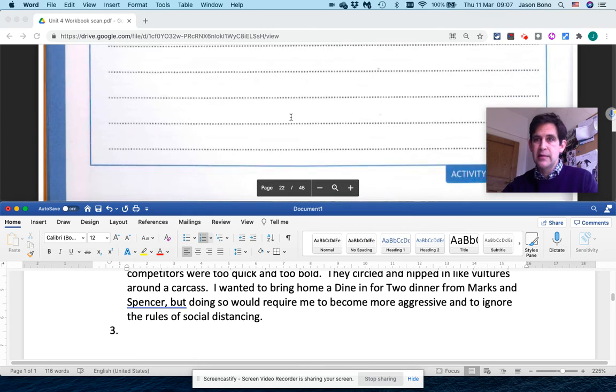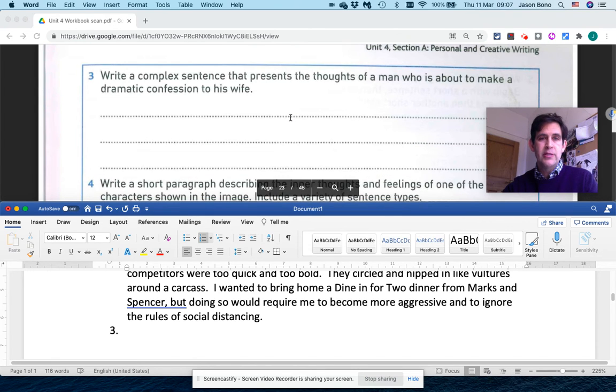Now let's go on to the next activity, and here it is. Write a complex sentence that presents the thoughts of a man who is about to make a dramatic confession to his wife. Now a complex sentence is just like what we did with a compound, but instead of two independent clauses, one of them is dependent. It can't stand by itself. And so I'll show you what that looks like, even though you already know this from experience.